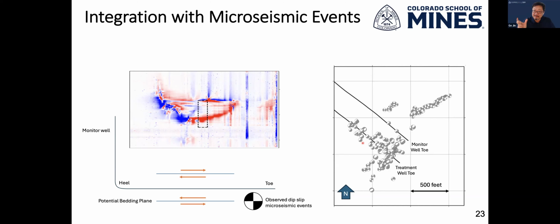So by combining the LFDAS and microseismic moment tensor, now we can really pinpoint that this is a bedding plane below my monitor well. Then the next question is why, right? Why do I have a bedding plane that is shearing below my monitor well when we perform hydraulic fracturing?